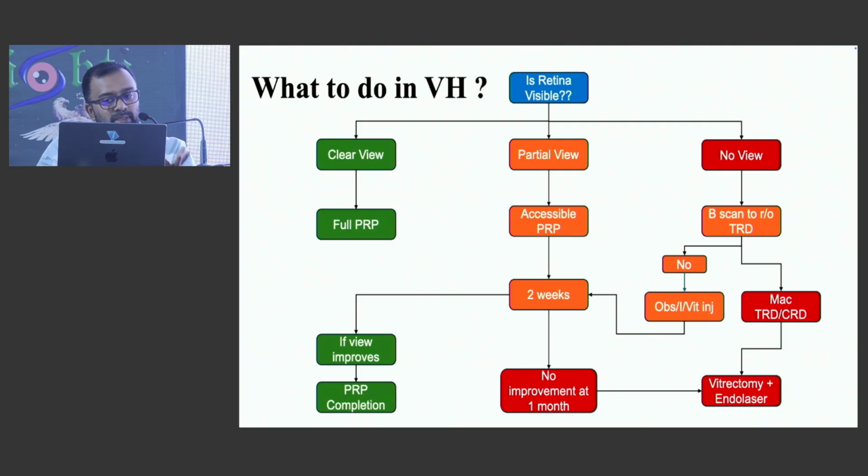Now, what if there's no view? First, you do a B scan to rule out any TRD. A macular TRD or a combined retinal detachment indicates a need for a vitrectomy. If there is no fibrovascular proliferation or TRD, you can give the patient an option for observation or even an intravitreal injection. If it resolves, you can go for your PRP. Still, if it's not resolving, then vitrectomy and laser is your option.